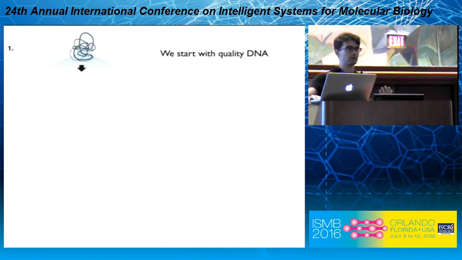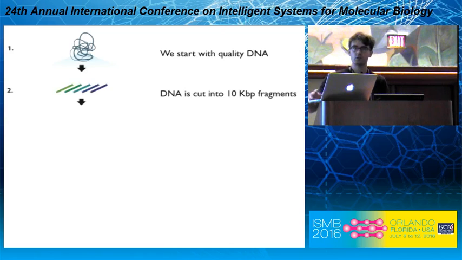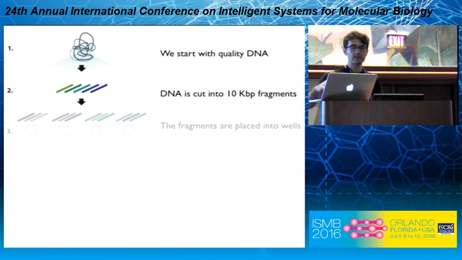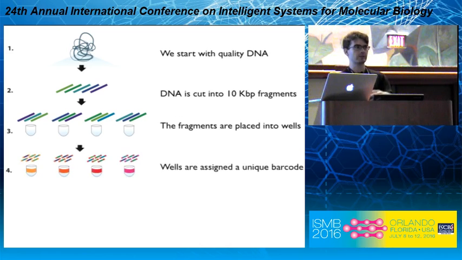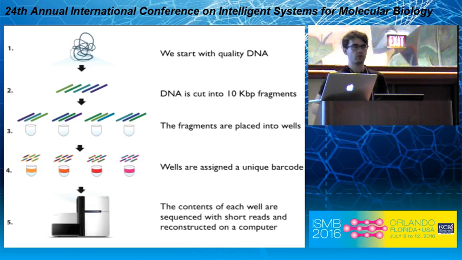We start with high-quality DNA that gets sheared into long fragments, which in the case of the Illumina TruSeq long read technology, which is going to be the focus of this work, is something on the order of 10 kilobases. And then these fragments are placed into various compartments, which you can think of as wells on a 384 well plate. The contents of each compartment get fragmented, barcoded with unique adapters, and then are pooled together for sequencing.